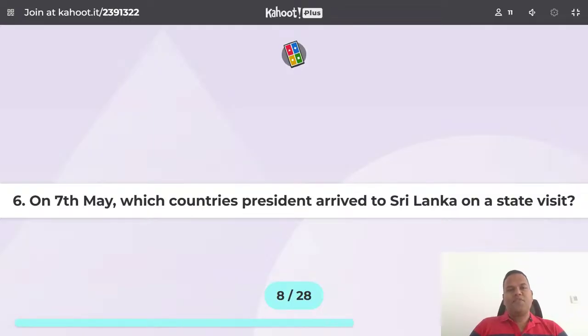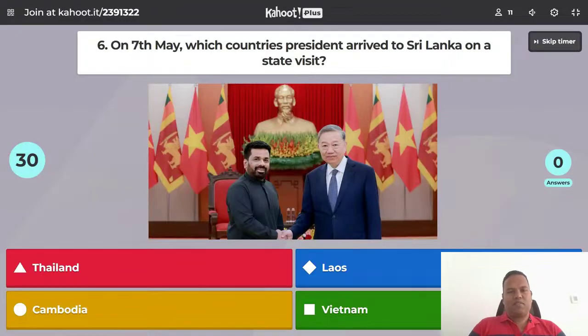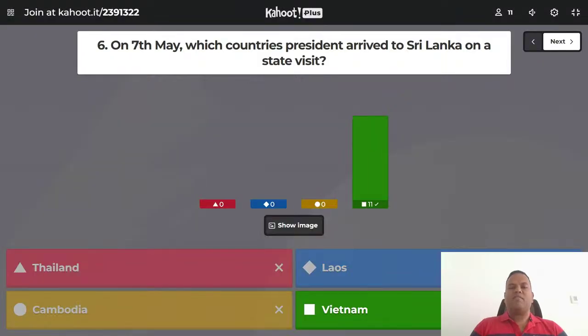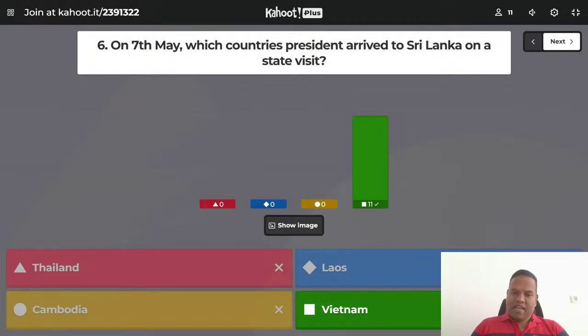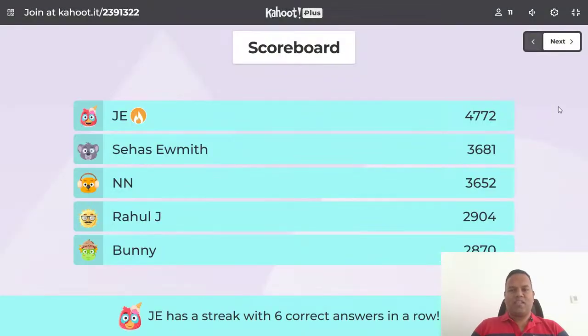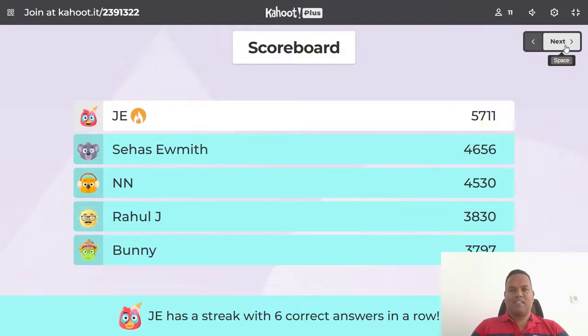Okay, question number 6. On 7th May, which country's president arrived to Sri Lanka on a state visit? The picture is here. Was he from Thailand, Laos, Cambodia, or Vietnam? It was indeed the president and the general secretary of the Communist Party of Vietnam, To Lam, who came on 7th, and you could see in the background, none other than Ho Chi Minh, and everyone got it correct. So well done. You certainly know your presidents.